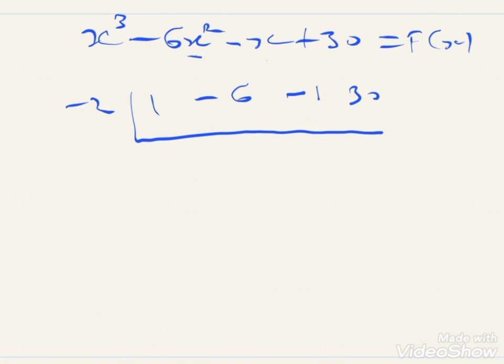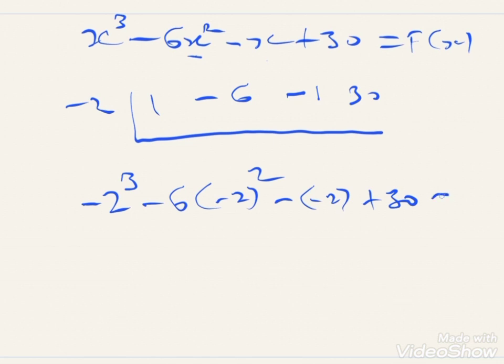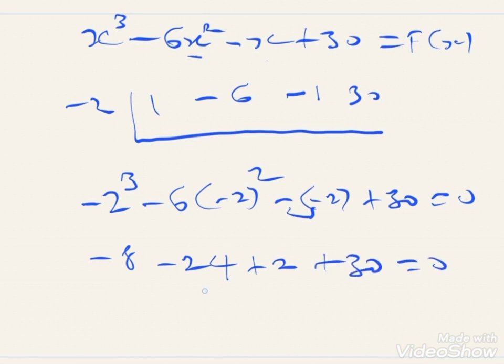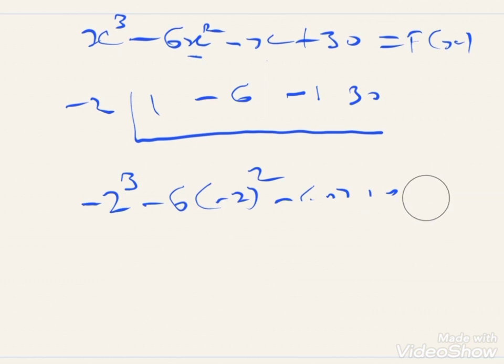Sorry, I was right anyway, but I made a mistake in my working. When I put minus 2 cubed, minus 6 brackets minus 2 squared, minus bracket minus 2, plus 30, it is actually 0, because minus here is plus. So when I have minus 8 here I have minus 24, here I have plus 2, plus 30. It's 0, because minus 24 plus 2 is minus 22, then minus 22 minus 8 is minus 30, plus 30 is now 0. So please make that correction.